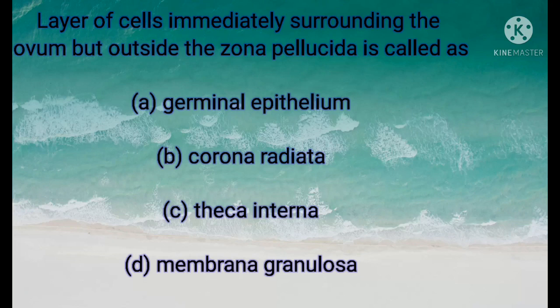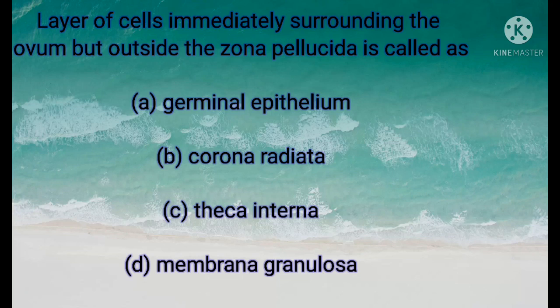The first question is here: the layer of cells immediately surrounding the ovum but outside the zona pellucida is called germinal epithelium, corona radiata, theca interna, or membrana granulosa. When the follicles mature inside the ovary, in the cortex region of the ovary, they form different layers, and inside that are the oogonia, which show different structures, primary oocytes and secondary oocytes.